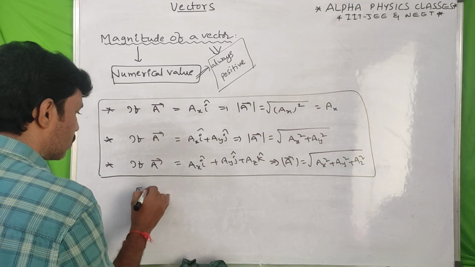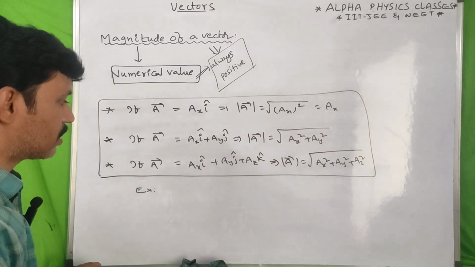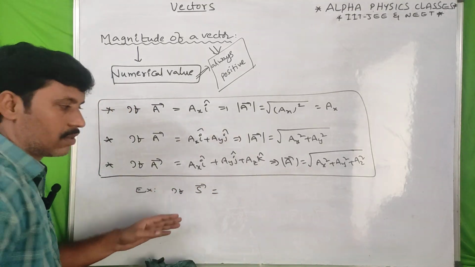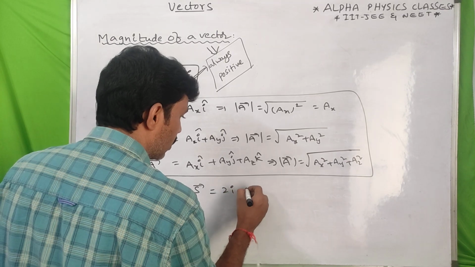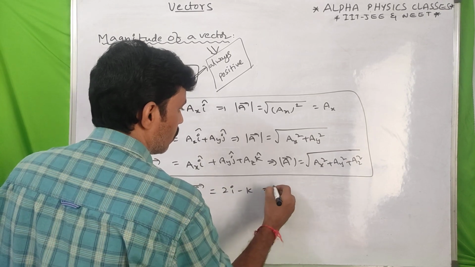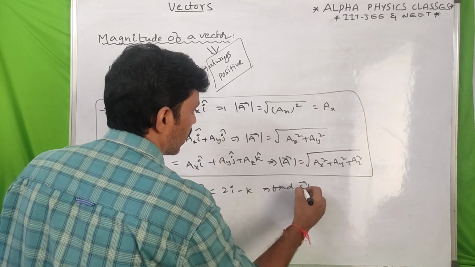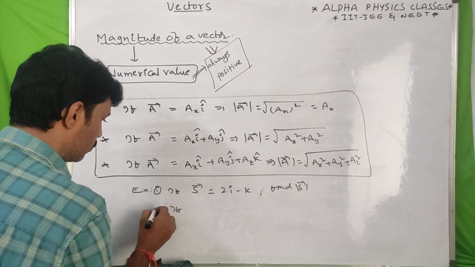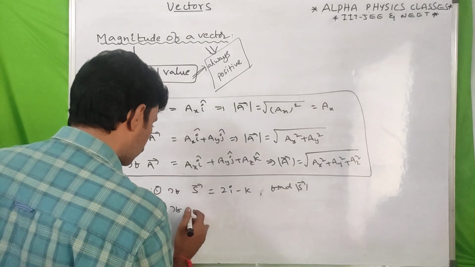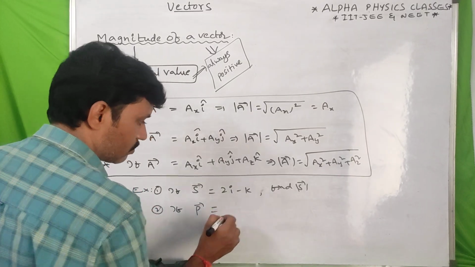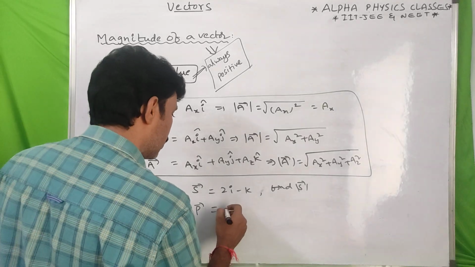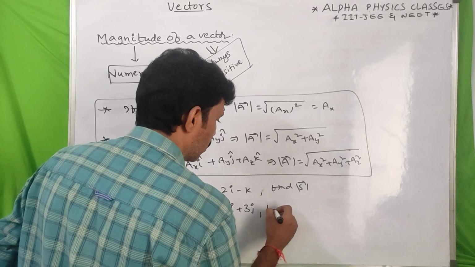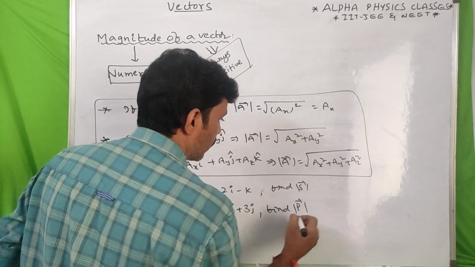Now some examples I am giving here, you can try to do. For example, if s bar, the displacement vector, is equal to 2i minus k, find the magnitude of s bar. Next one more, momentum is also a vector. Momentum vector p bar is equal to i plus 3j. Then find modulus p bar.